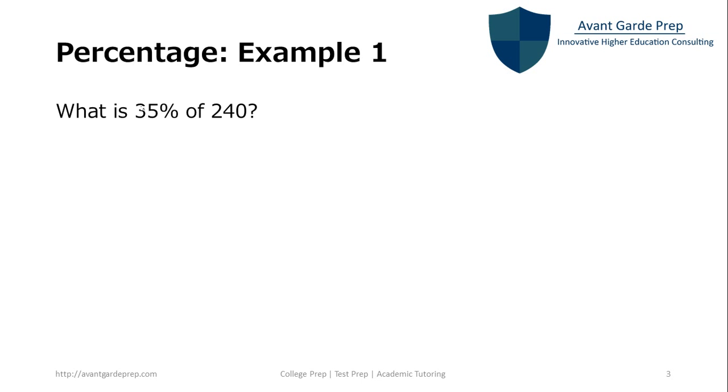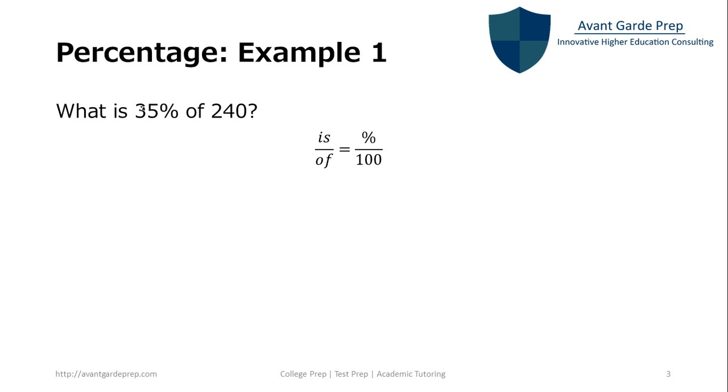Our first example reads, what is 35% of 240? Here we see two of the key words, the percent sign and "of." In this problem, we'll multiply 240 by the decimal form of 35%, which is 0.35.